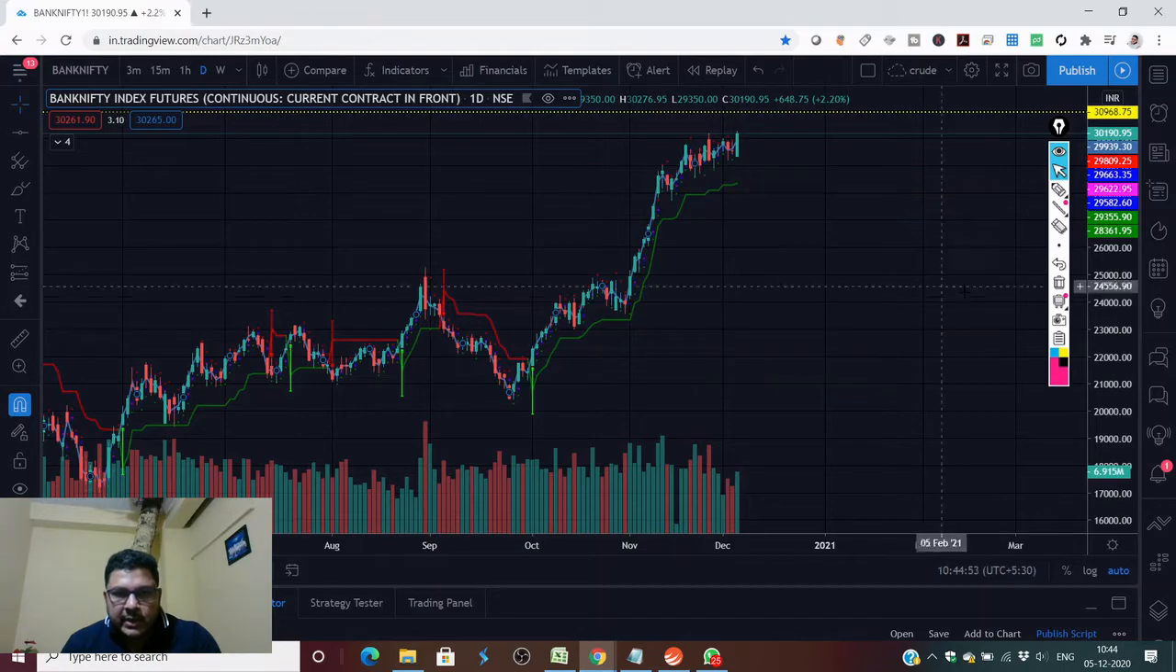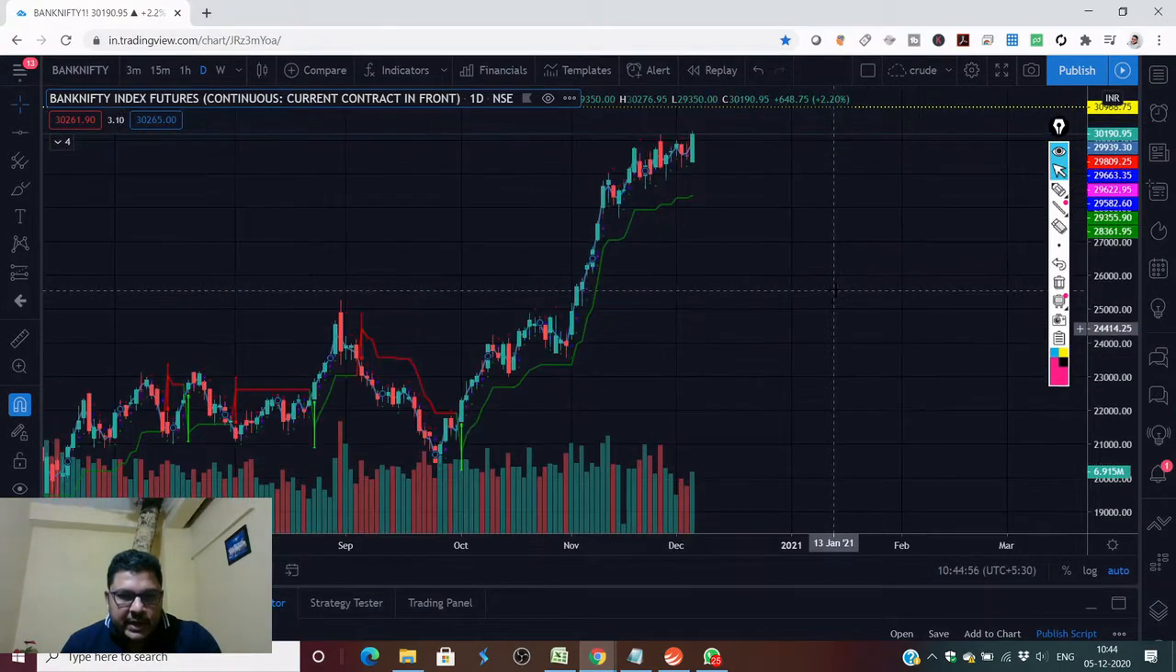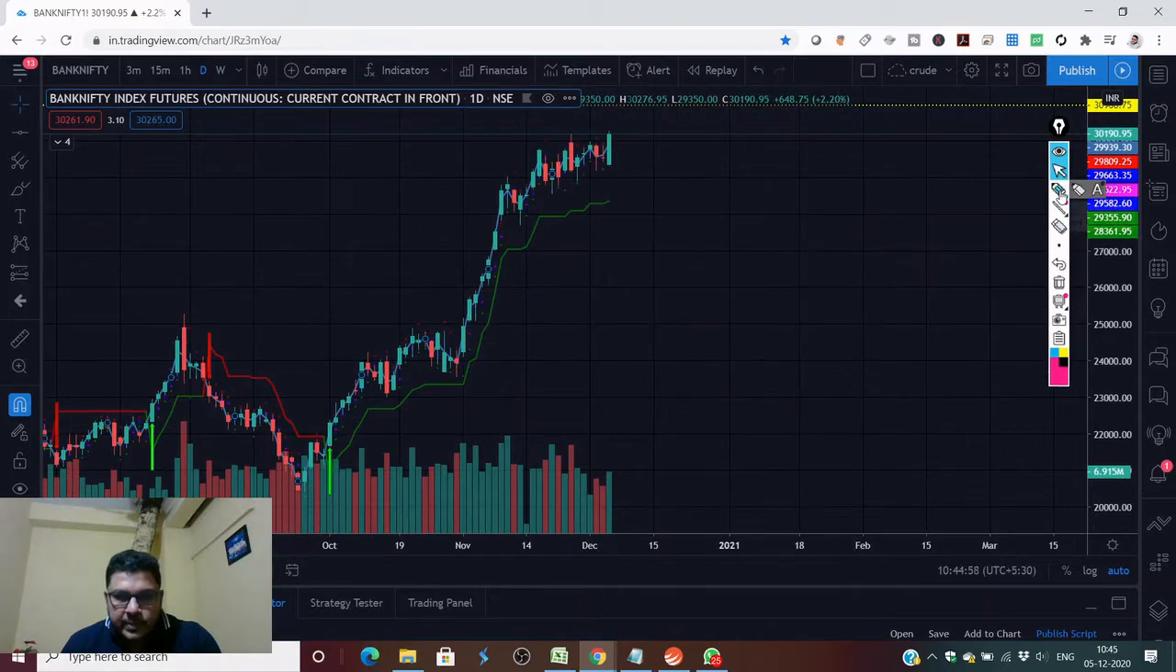So on a daily time frame, let's first analyze the overall trend. Something very simple I'll show you. Can you guys see this super trend? Simple super trend. See where it has given you an entry. This has given you an entry here, and your stop loss will be super trend.